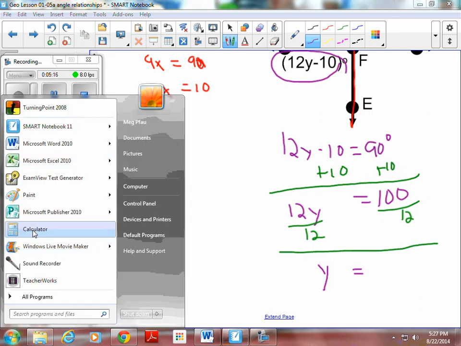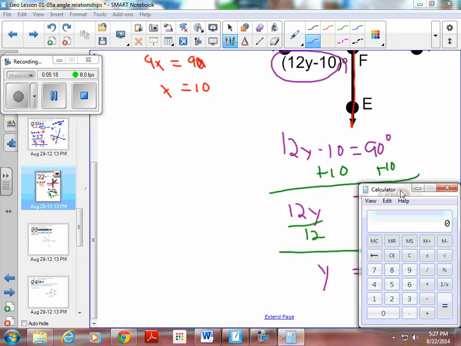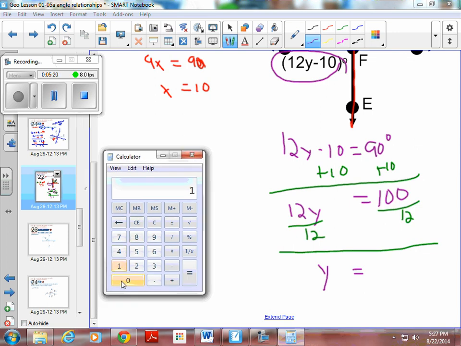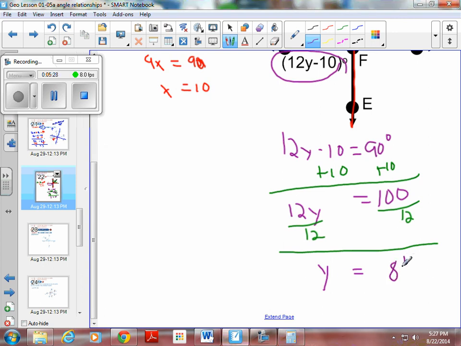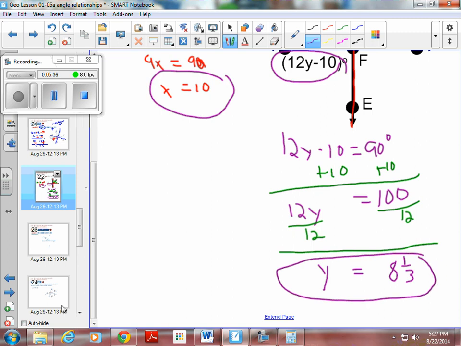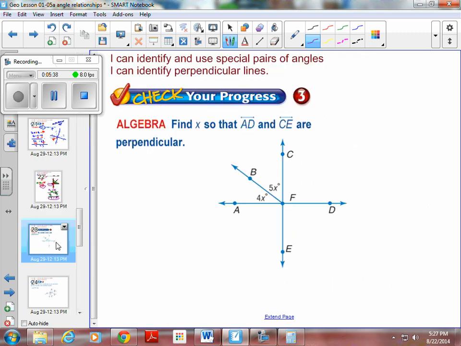And we grab our handy-dandy calculator. If we don't know what 100 divided by 12 is, then we take 100 and we divide by 12, and we get 8.33333. And we're really smart, and we know that that means 8 1/3. And so we've solved for x, we've solved for y, we have done this problem. So I've got one check for understanding here, so go ahead, turn off or pause the video, come back when you've done it, and see how you did.